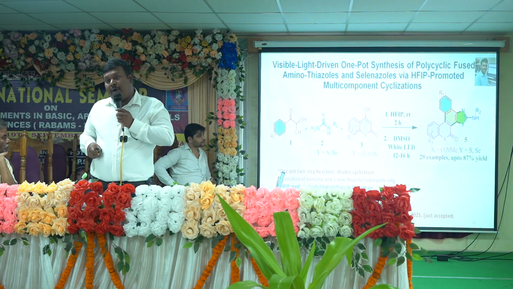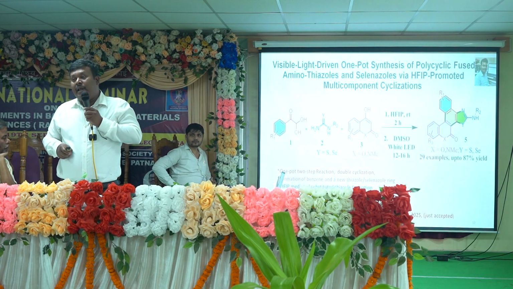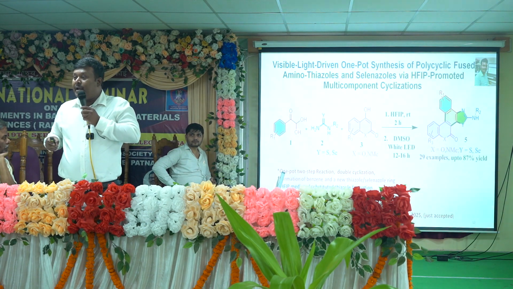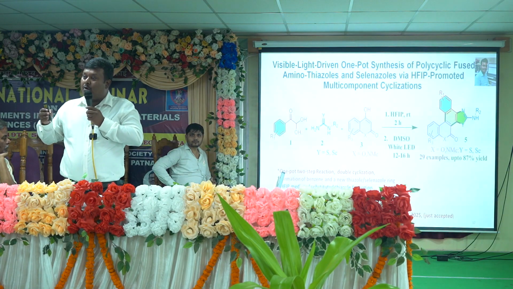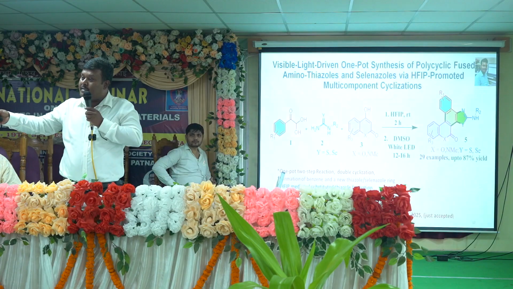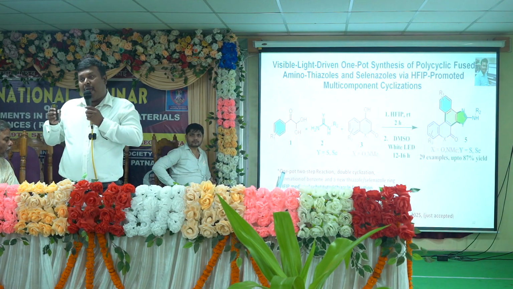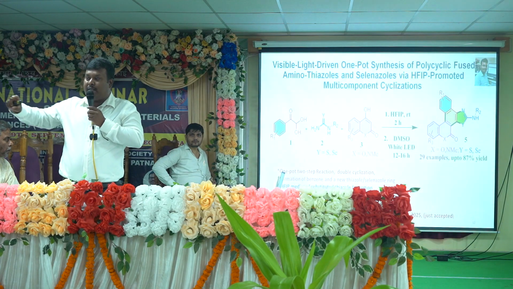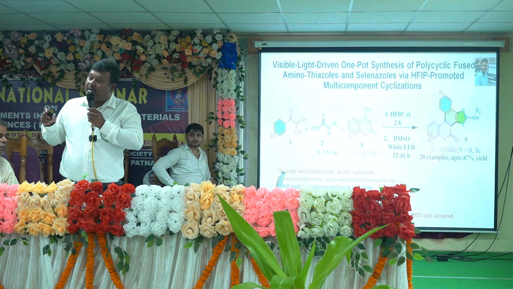Whenever we try to make a method, as I said, to make a reaction green, we need to think about whether I can reduce the number of steps. Because if the number of steps is more, your consumption of solvent is also increasing and your cost of production is also increasing. So if I can do a reaction in a single pot, instead of going multi-step, if I can do it in a single-step process, that means I can make my reactions greener.